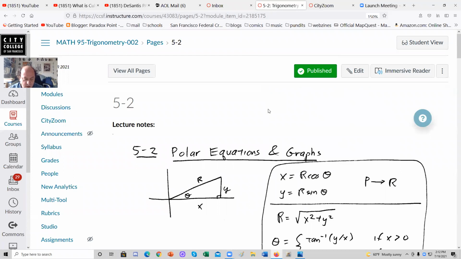All right, for today, we'll be covering two sections, one of them an extra credit section, 5.2, and the other 5.3, the complex plane and de Moivre's theorem.